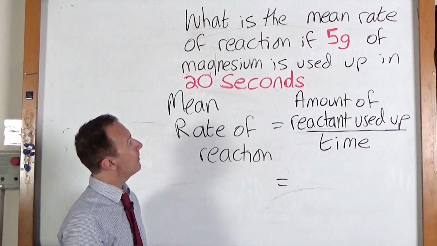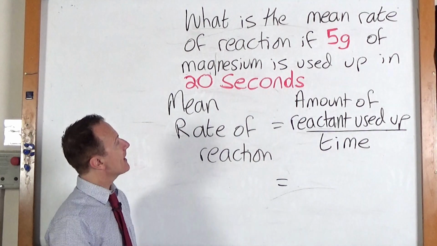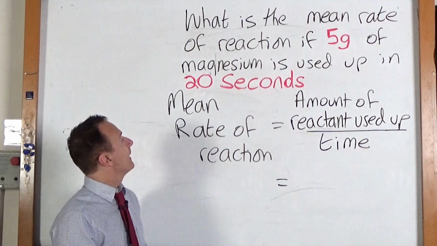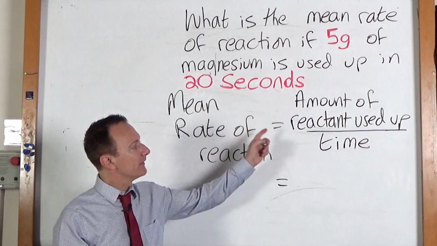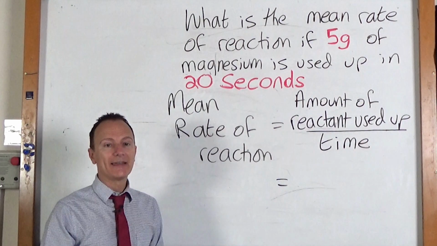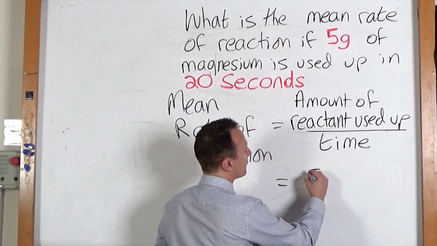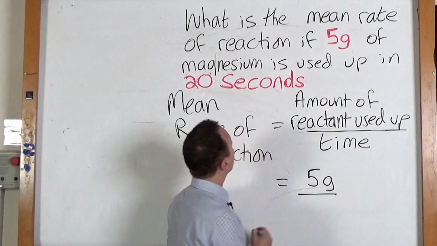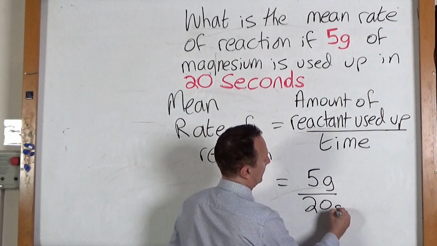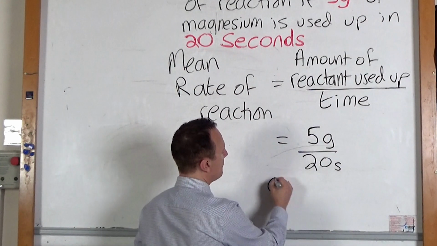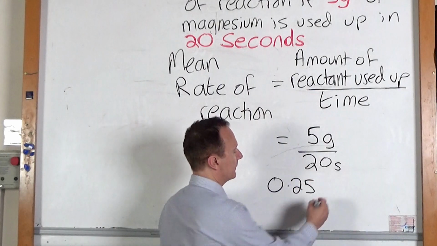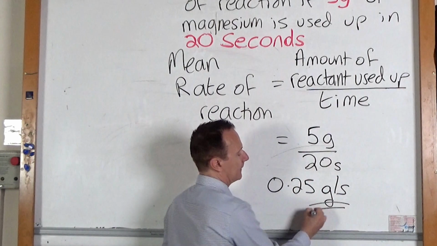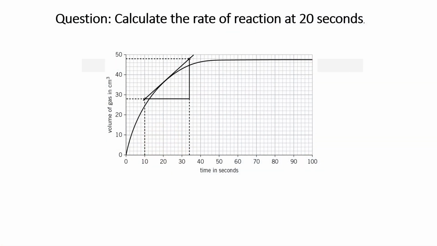Here's a different example. What is the mean rate of reaction if 5 grams of magnesium is used up in 20 seconds? So this time we need to use the equation mean rate of reaction is the amount of reactant used up divided by time. So we're using 5 grams of magnesium, and that takes 20 seconds. So 5 divided by 20 is 0.25, and this time the units will be grams slash seconds. So grams per second.